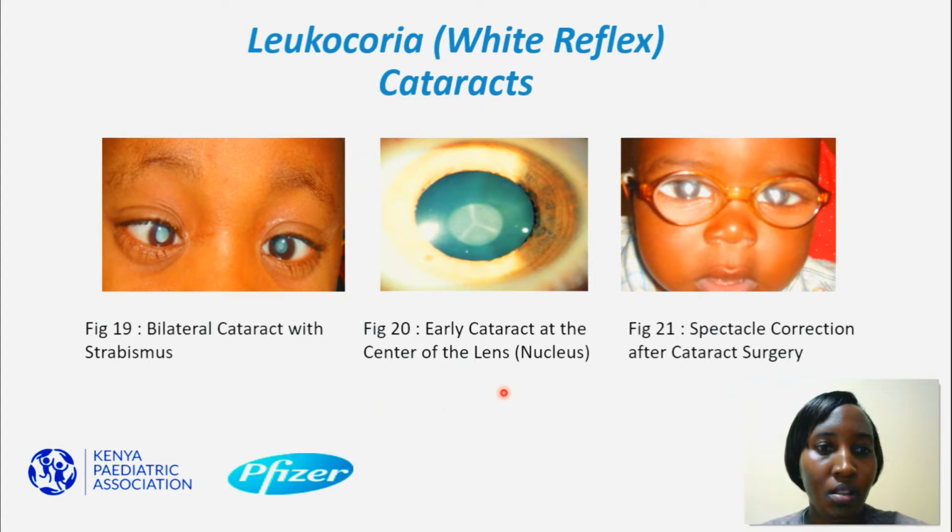Figure 20 shows early cataract, which is at the center of the lens, which you call the nucleus. If this is not managed early enough, it would progress to involve the whole of the lens. Figure 21 shows a child who has had cataract surgery and is now having spectacle correction.